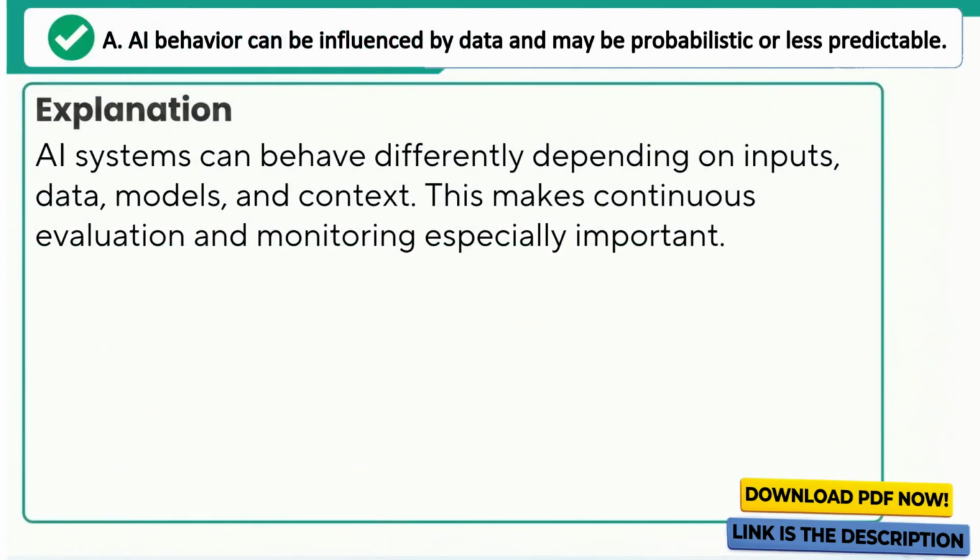Correct answer. A. AI behavior can be influenced by data and may be probabilistic or less predictable. Explanation. AI systems can behave differently depending on inputs, data, models, and context. This makes continuous evaluation and monitoring especially important.